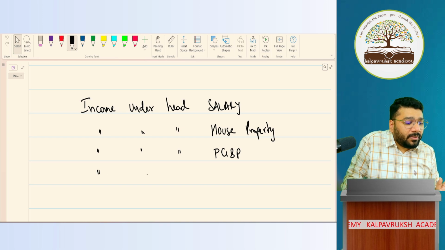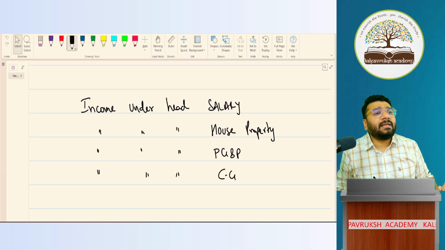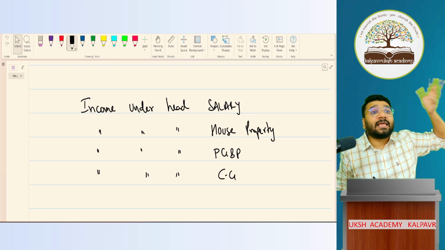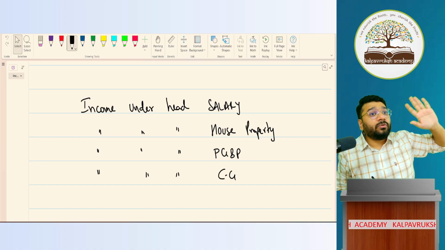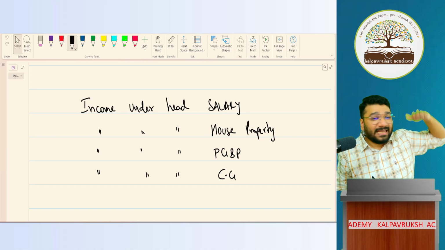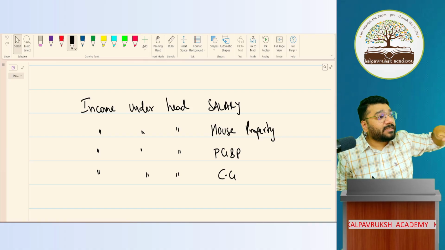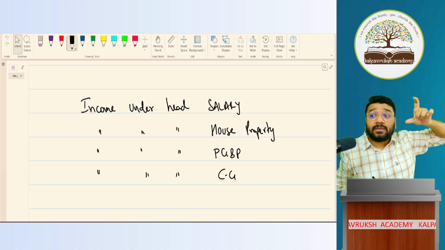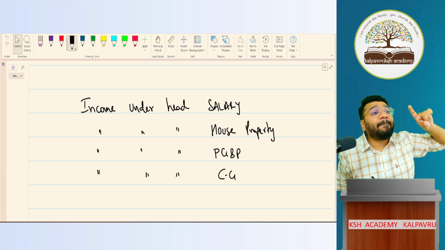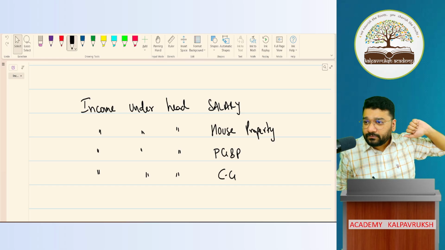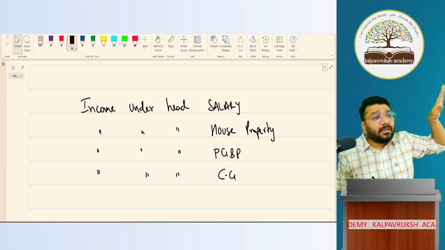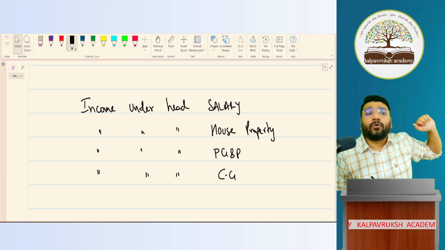Next is income under the head capital gain. CG stands for capital gain. If I buy a property with the intention to sell it, and I'm not into the business of that, say I buy land as an investment and sell it after a couple of years, or buy a building as an investment and sell it after a couple of years, then any profit I make on that is called capital gain. So all income and gains will be categorized under these 4 categories.